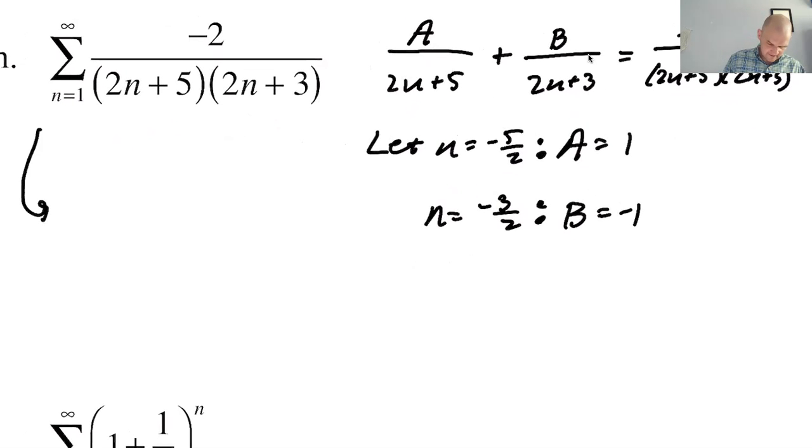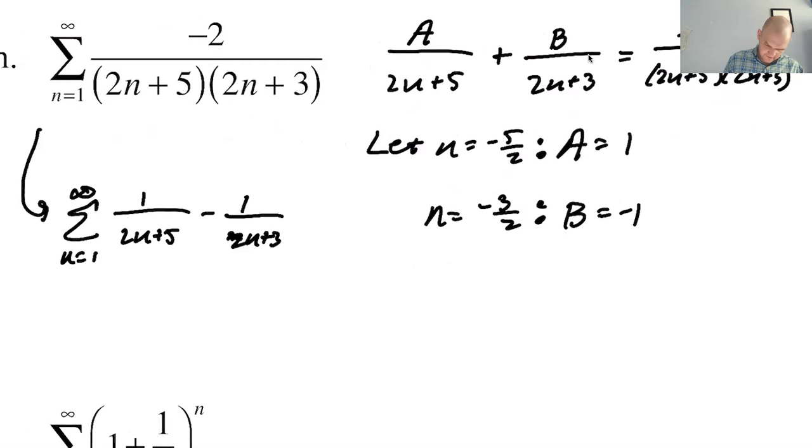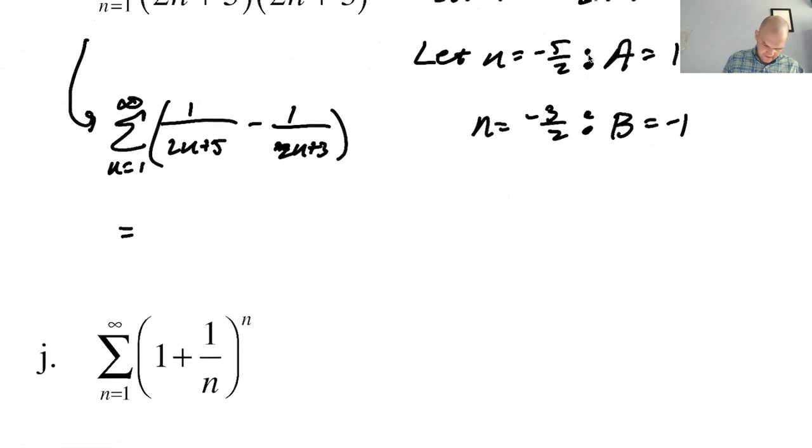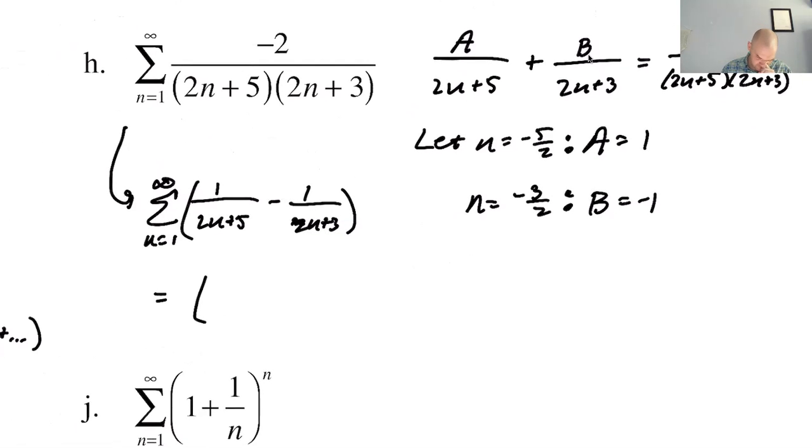So this is going to be the sum from n equals 1 of 1 over 2n plus 5 minus 1 over 2n plus 3. Handwriting's not going to help me here. So let's do it. How far apart do I think these are? 5/2 and 3/2, so I think they're 1 apart. I believe they are 1 apart, so I think there should be 1 term left over.